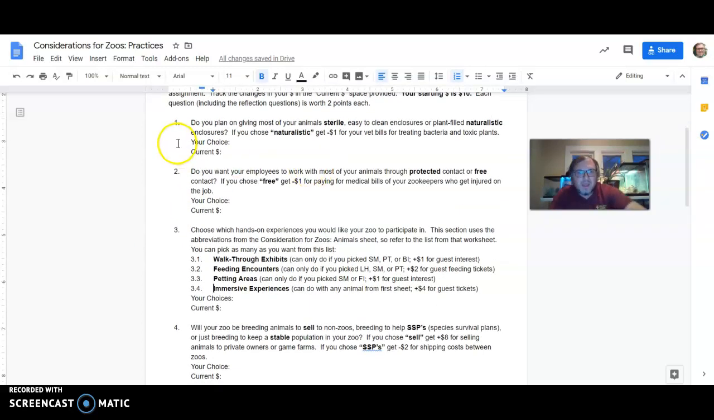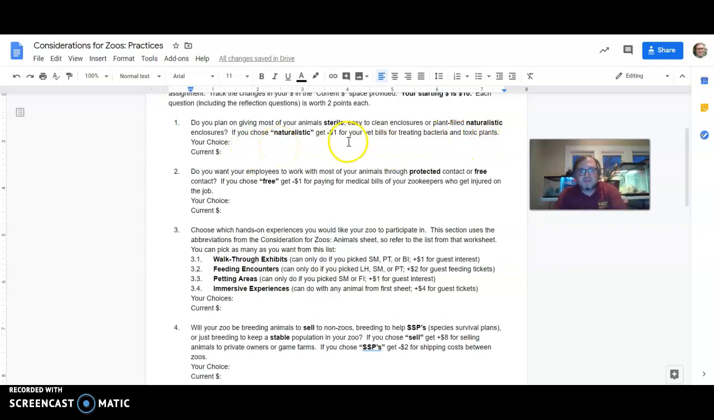So question 1, do you plan on giving most of your animals sterile, easy to clean enclosures or plant-filled naturalistic enclosures? So you put your choice, either one of those bold terms, sterile or naturalistic here. If you choose naturalistic, get -1 for your vet bills for treating bacteria and toxic plants.